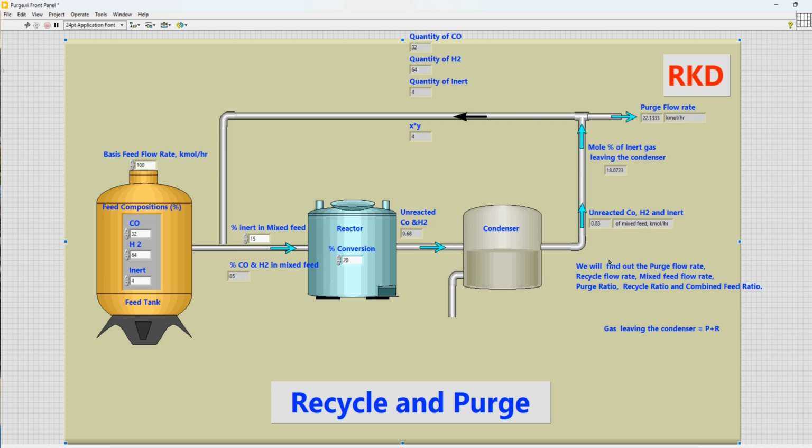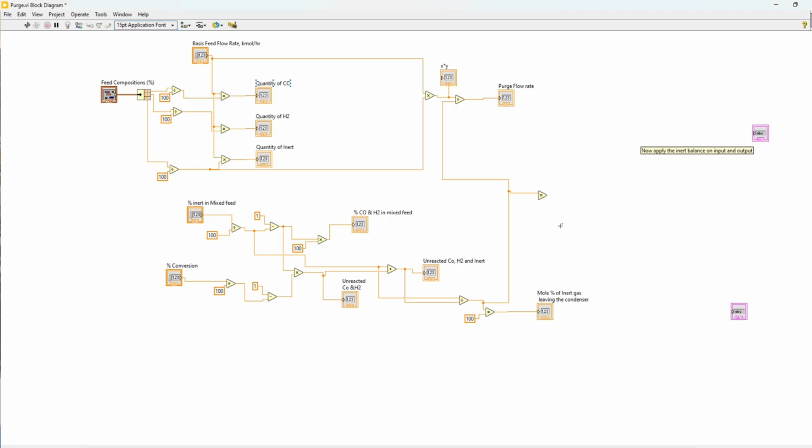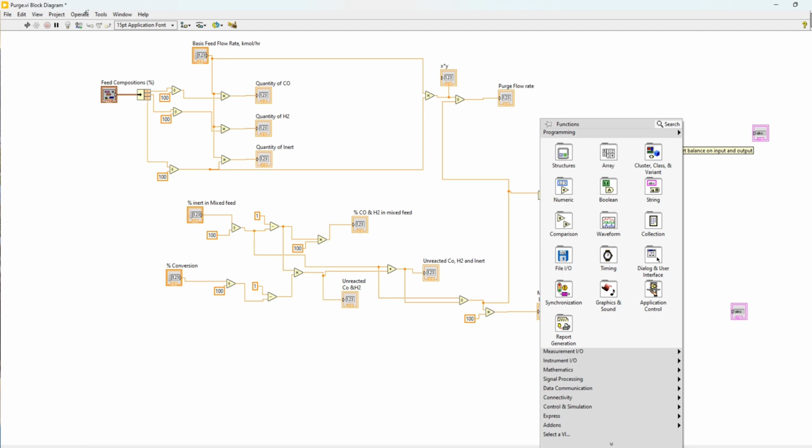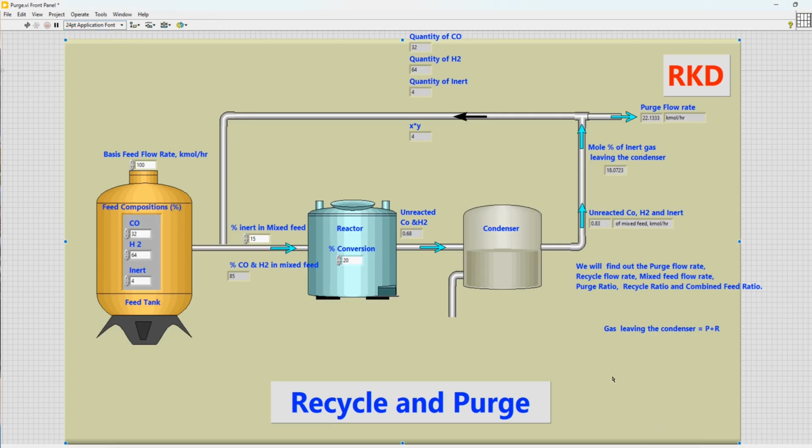So from here we have to write the overall material balance equation. So from here we can write F plus R is equal to M. So this F, whatever it will be, plus R, we don't know.